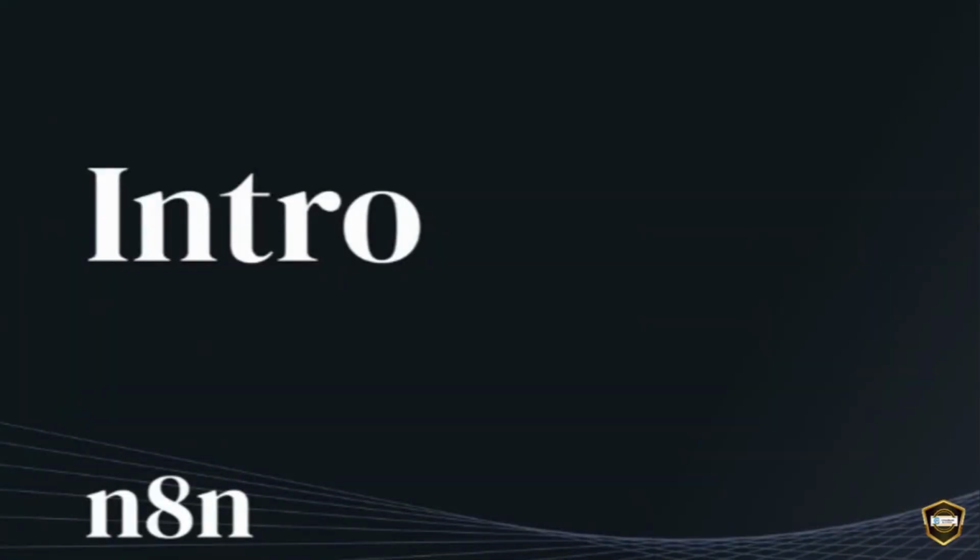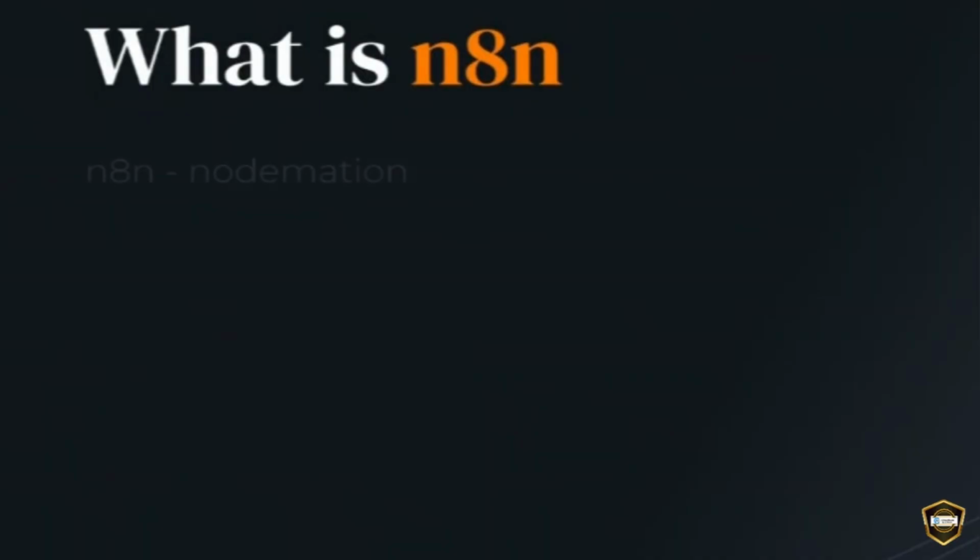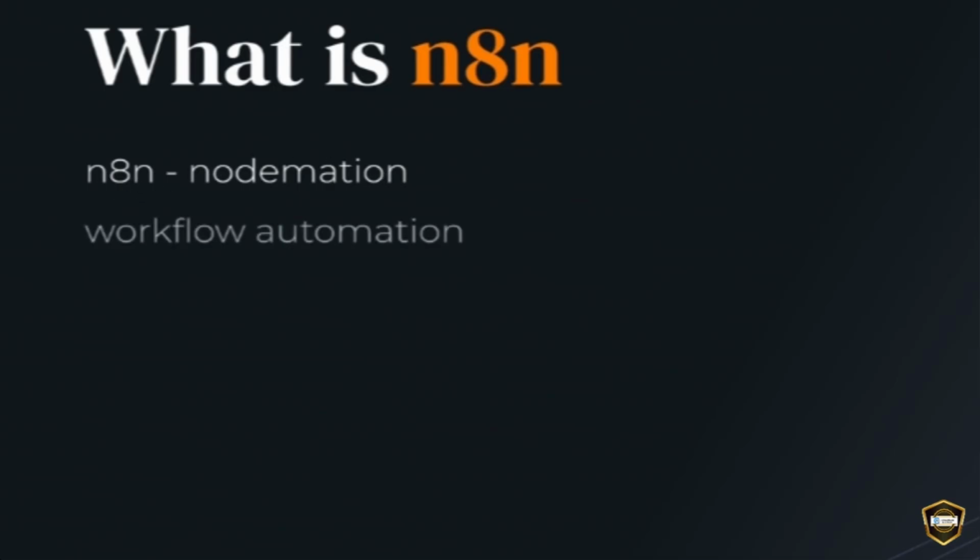Let's talk a bit about n8n. So what is n8n? If you've never used it before, you might be wondering why we're so focused on it, what it can do, right? So what is n8n? n8n stands for node-mation. As you can see, you have an N at the beginning, an N at the end, and 8 letters between them. That's where n8n comes from. That's a bit of trivia for you.